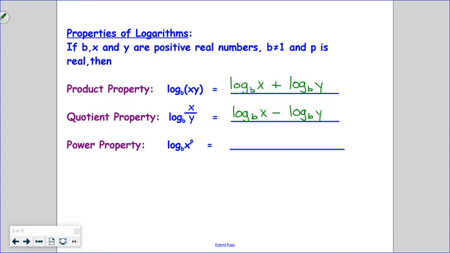And then our power property says that if I have an exponent on the variable that's inside of my logarithm, that exponent can be slid out front of my logarithm and become a constant multiplier. So the p that is the power here on the x can slide in front of our logarithm and become p times log base b of x.